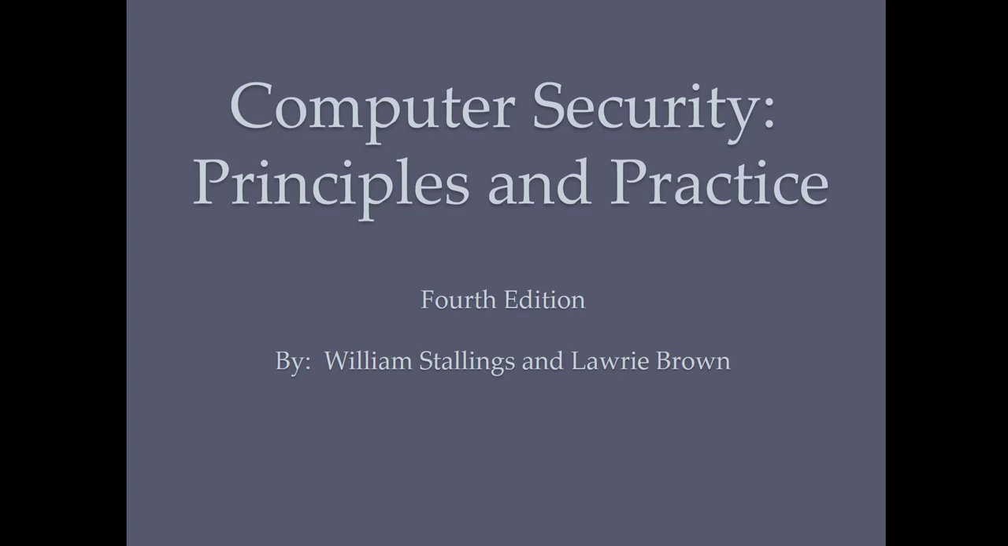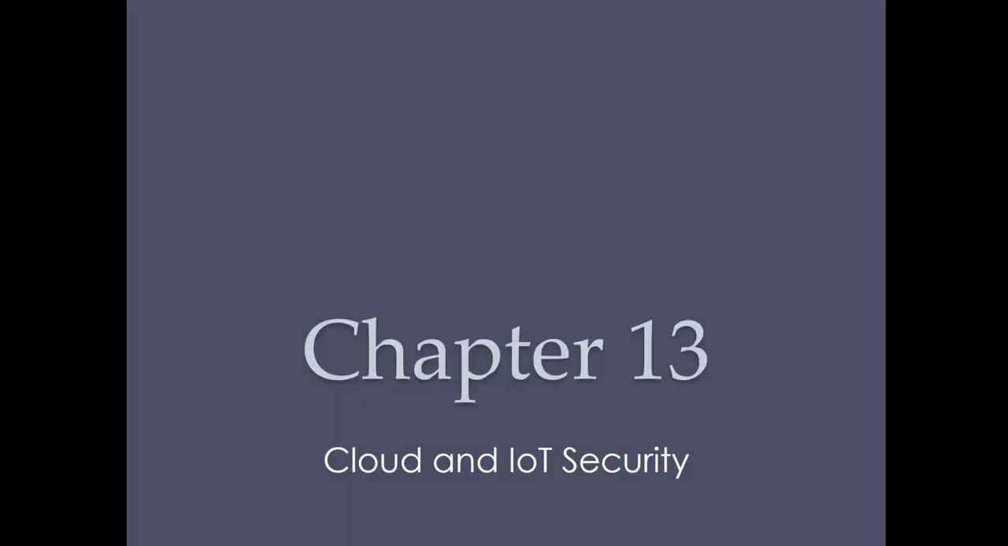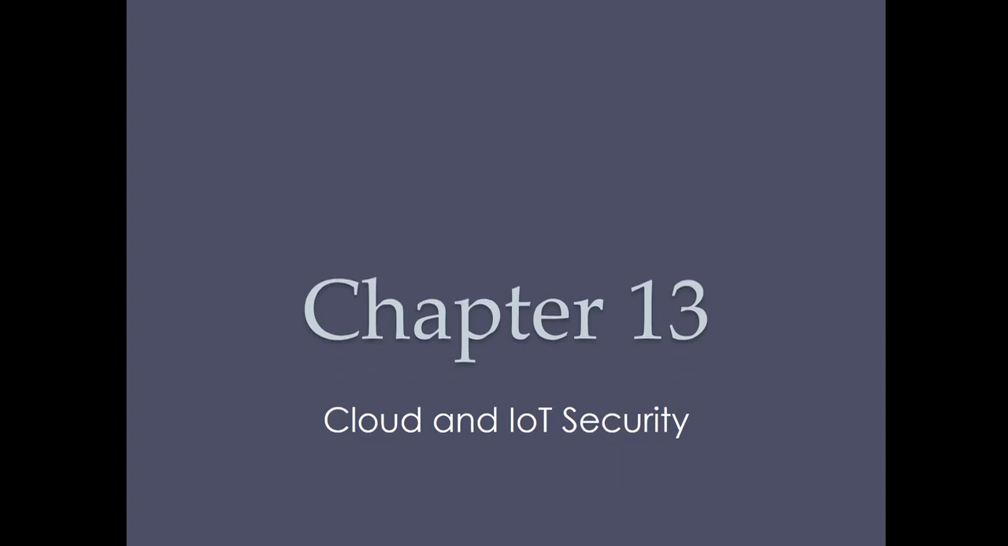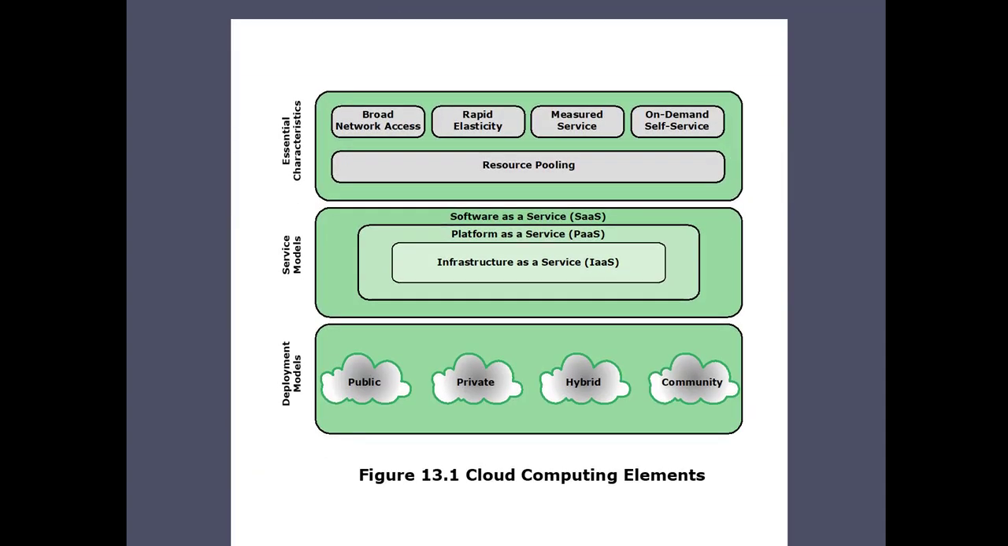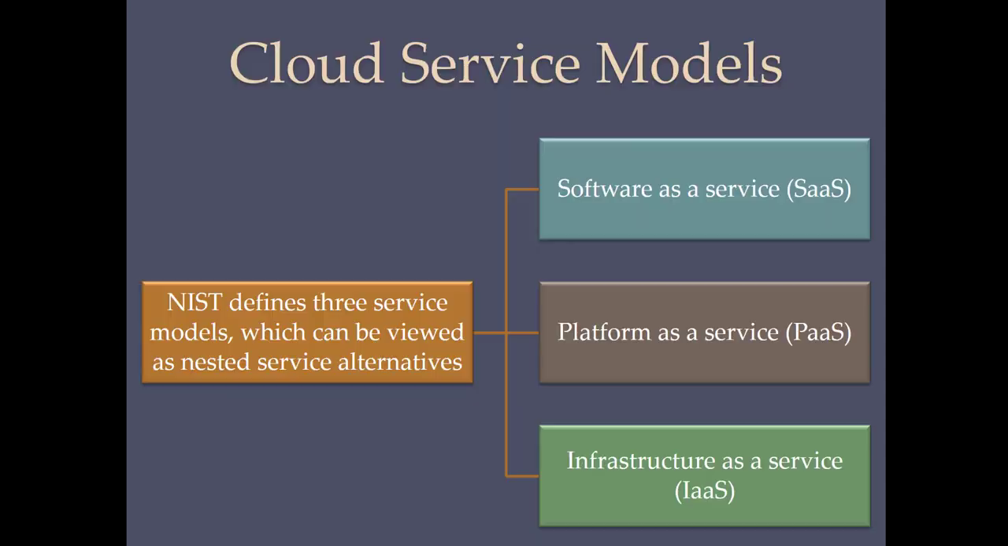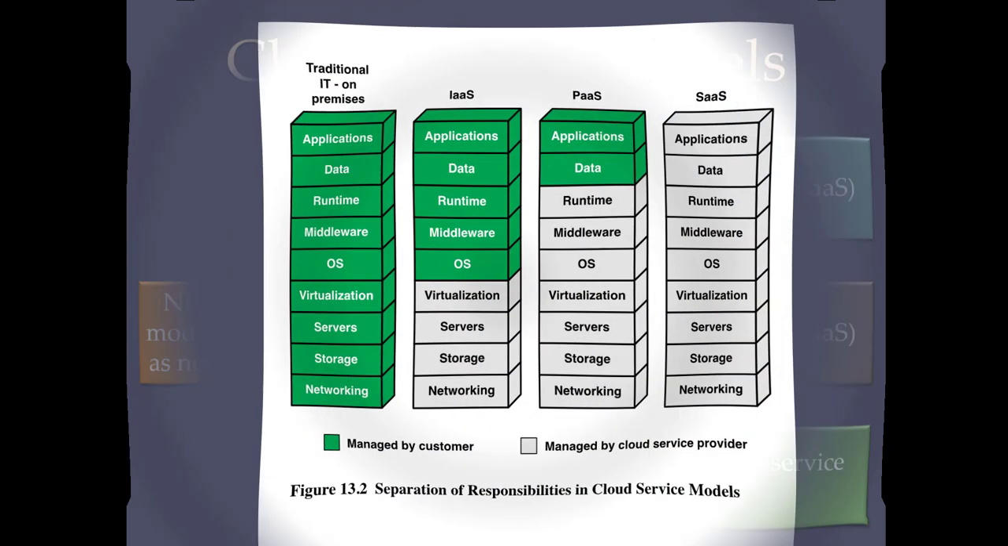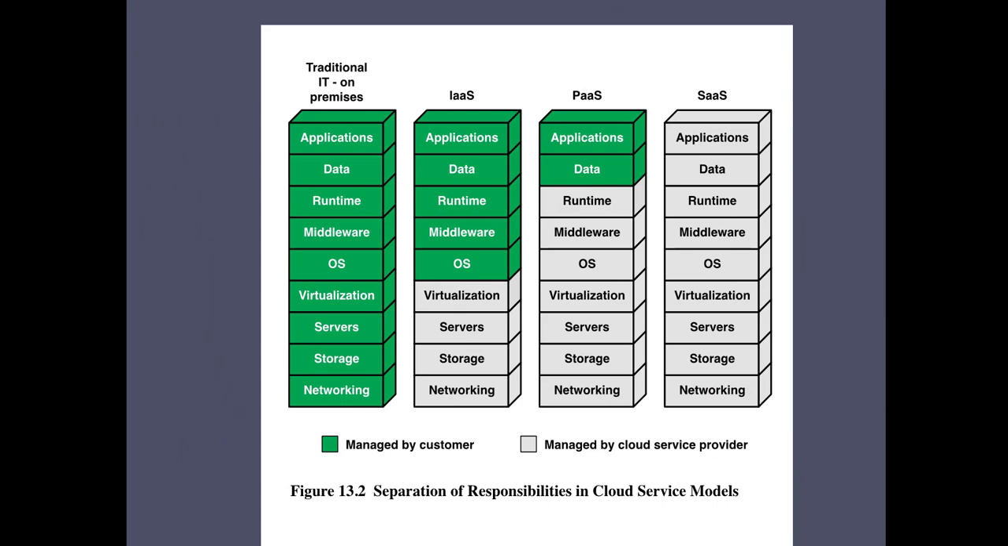So we are going to go over the cloud security, and then after that we will go to IoT security. Just to review, we went over the cloud computing elements and we found that we have deployment models, service models, and finally essential characteristics. For the service models, we have software as a service, platform as a service, and infrastructure as a service. In this figure, you can see what is managed by the cloud service provider and what is managed by the customer.